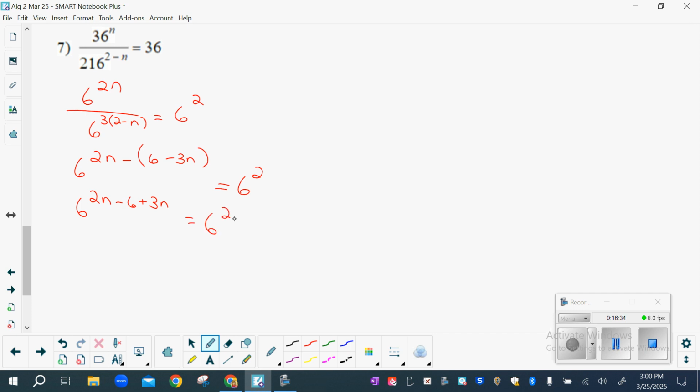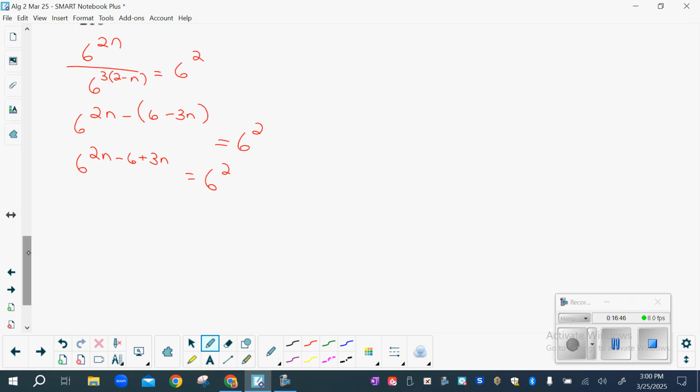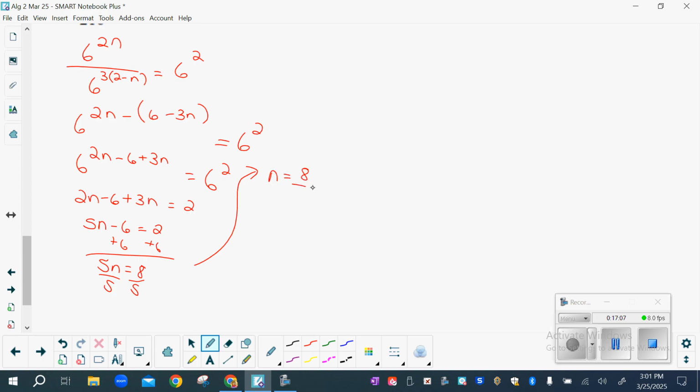Now what can I do? I have the same base, right? So what do I do with my base? Get rid of it. So we have 2n minus 6 plus 3n, and just almost done. And so we get 5n minus 6 is 2, so 5n is 2 plus 6, 5n is 8. n equals 8 over 5. Okay.